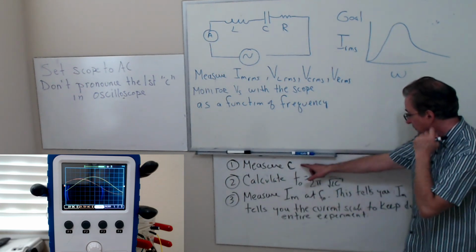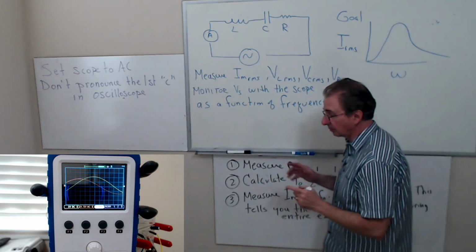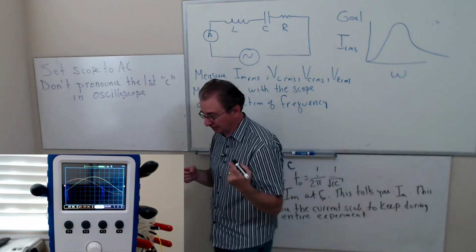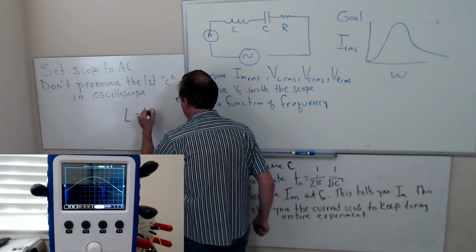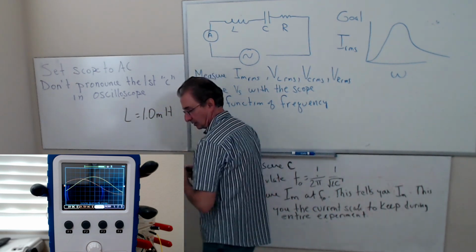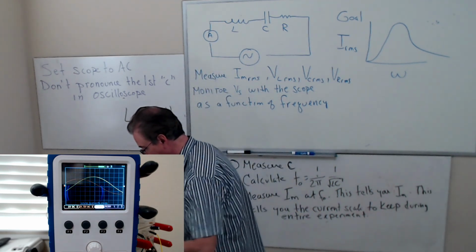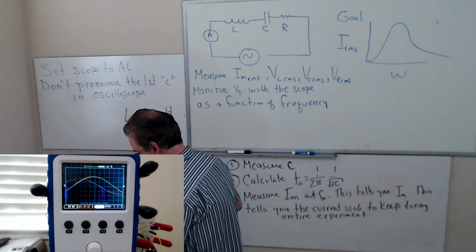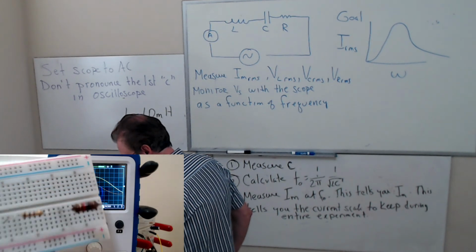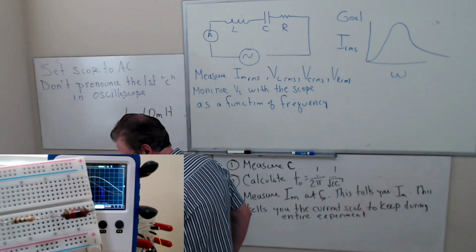To measure C. Now the inductor, you only have one inductor in your kit, so your inductor L is 1.0 millihenries. And just as a reminder, that's the inductor, that big one. Okay?